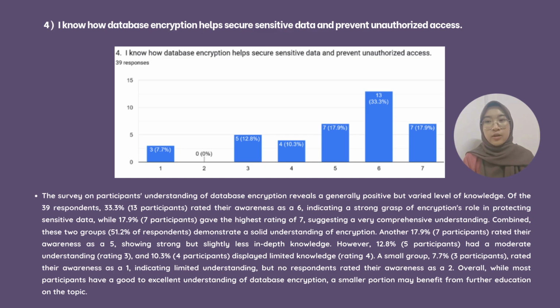Next survey statement is: I know how database encryption helps secure sensitive data and prevent unauthorized access. The survey shows varied knowledge of database encryption among participants. Out of 39 participants, 30 participants rate their understanding as a 9, as a 6, and 7 participants rate it as a 7, showing strong to excellent knowledge. Additionally, 7 participants rate their understanding as a 5, indicating good knowledge, and 5 participants had moderate knowledge with a rating of 3.